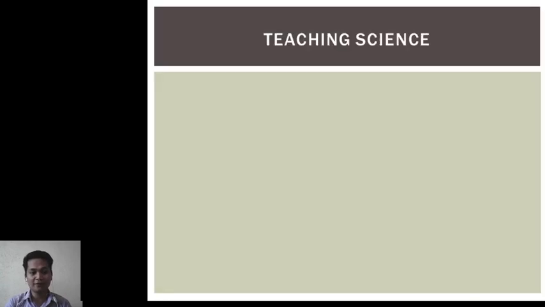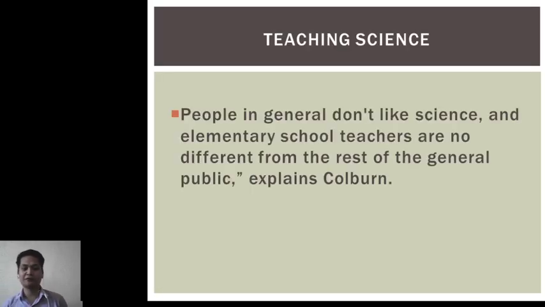Okay, so to start with, we have this statement coming from an expert educator in science, no other than Mr. Colburn. According to him, people in general don't like science. That poses already a problem, right? It's very difficult to educate people, especially pupils, if they don't like what they are learning. So the challenge lies with the teachers, that teachers must have to be innovative, must have to be enthusiastic in teaching science so that the students will learn and will like science.